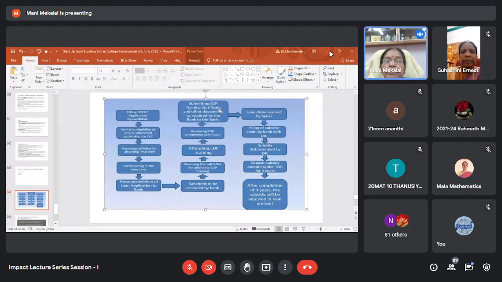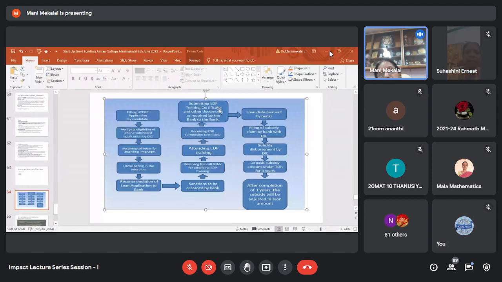After receiving the EDP completion certificate, and having attended the EDP or simultaneously, you work to get all papers produced with the required signatures. Then you will be called for training, and that is how it goes. Finally, if you are successful, you would be recommended to the bank for the loan, and then they will give the loan with the stipulated time schedule, and you have to finish the monthly EMIs.